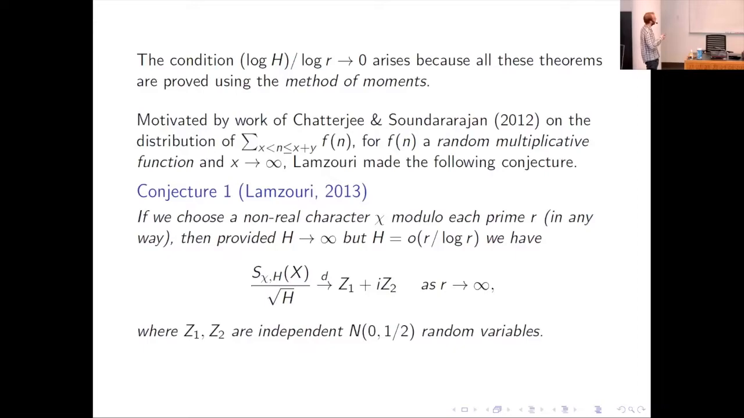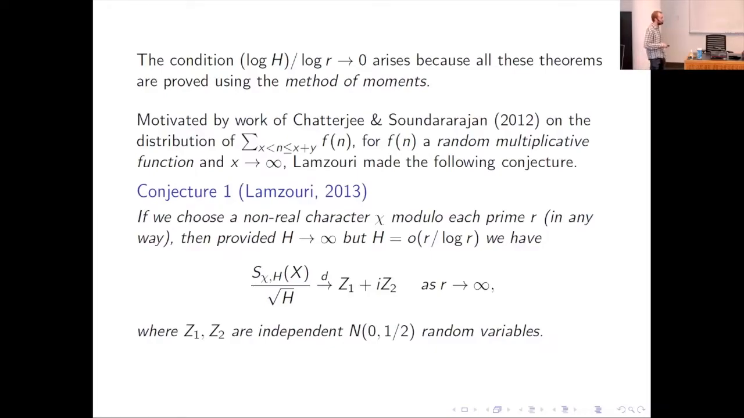So I should say that in the work of Chatterjee and Sand on the random model problem, they didn't show that x over log x would be the analog of r over log r here. So they didn't show that's the maximum range where you get convergence in the Gaussian, nor did Lamzouri conjecture that that was the maximum range. They just showed that you do get convergence in the Gaussian up to log of x over log x. And so he conjectured that you should get the same thing here up to log of r over log r.